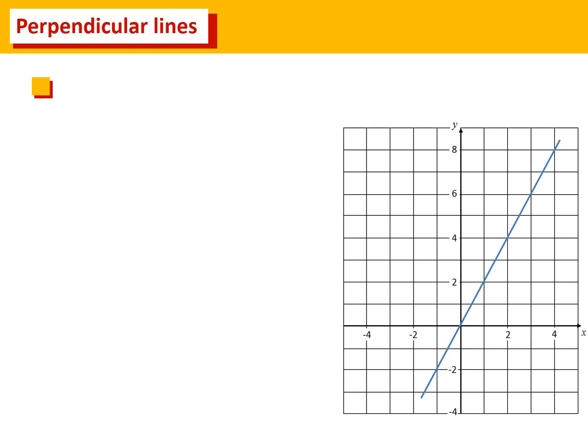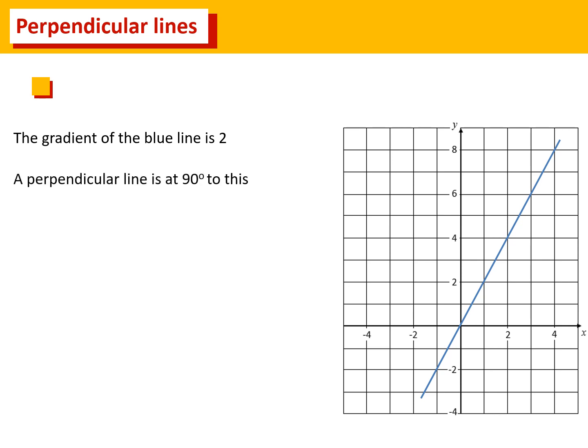Well, on the graph you can see a blue line there, and the gradient of that blue line is 2. Now perpendicular means at 90 degrees to. So here is a perpendicular line on the graph. What's the gradient of the black line?